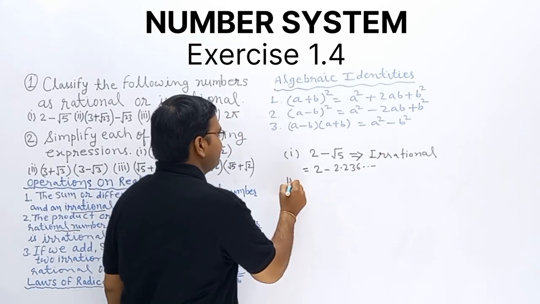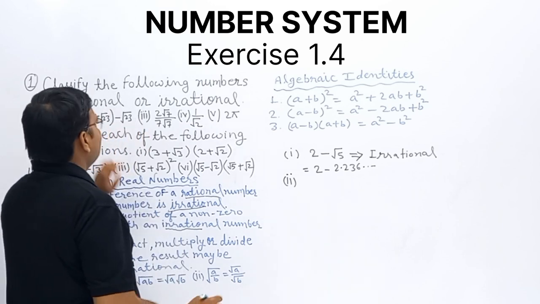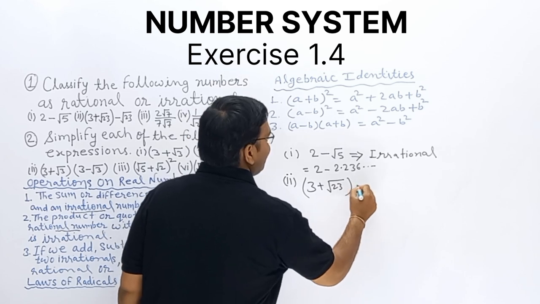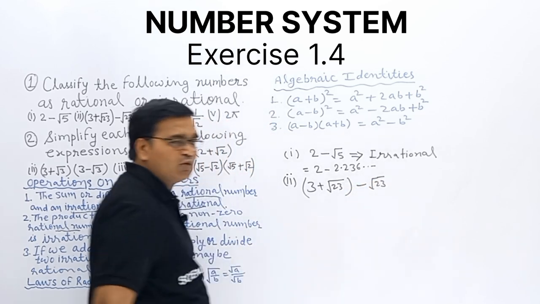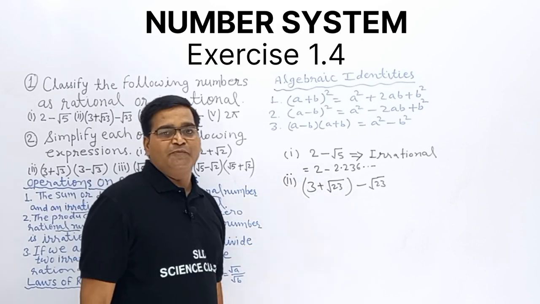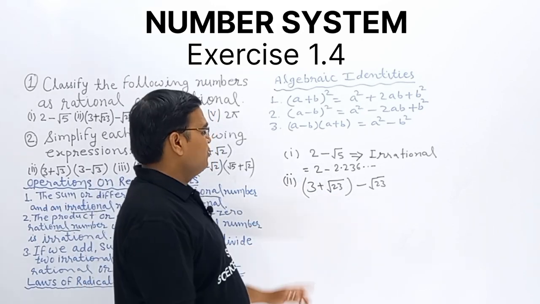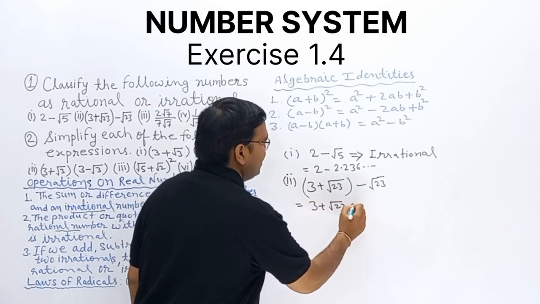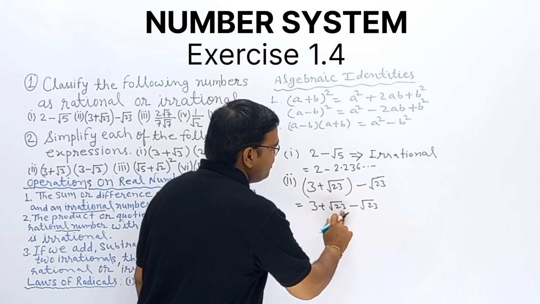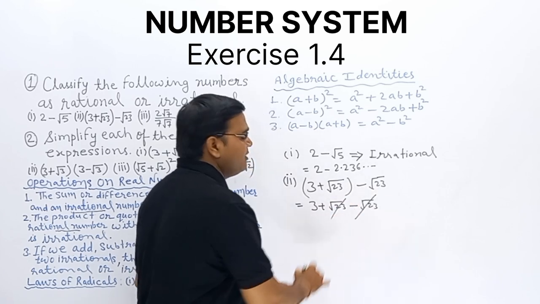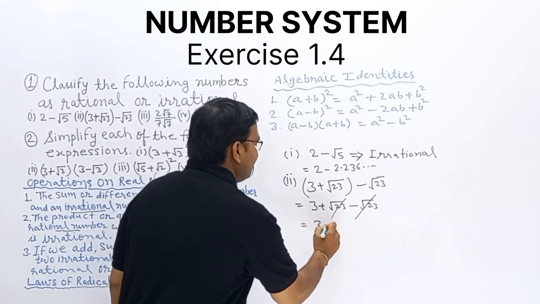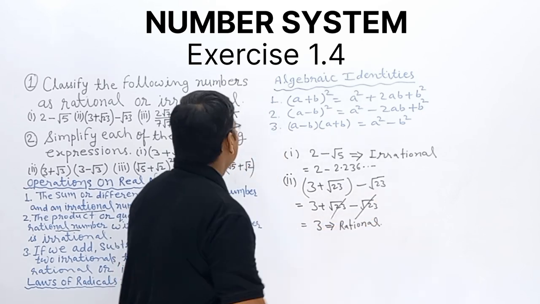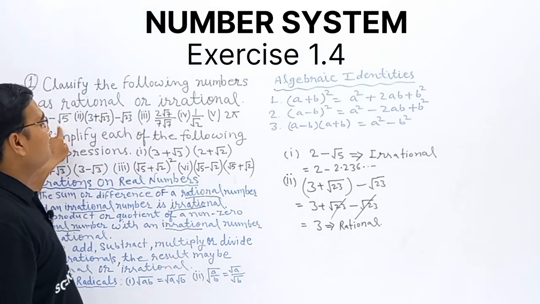And that is irrational. Now the second one, I am taking 3 plus root 23, minus root 23. Observe this question carefully. This is the bracket. So first, by using BODMAS, we will solve the bracket. 3 plus root 23, then minus root 23. This plus root 23 and this minus root 23 will cancel each other. The result will be 3, and 3 is a rational number. So this one is rational. The first one is irrational.